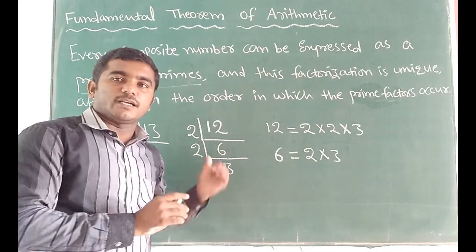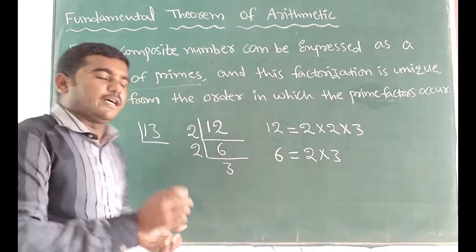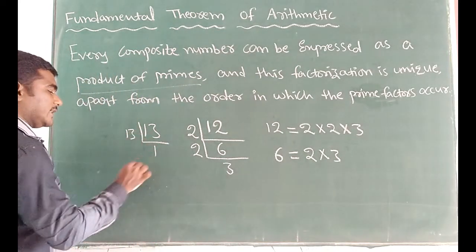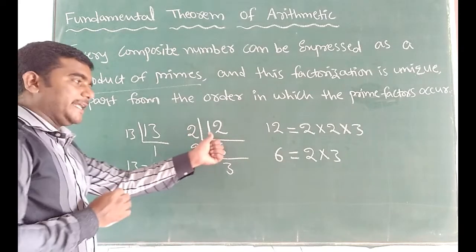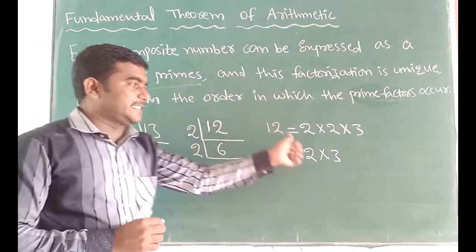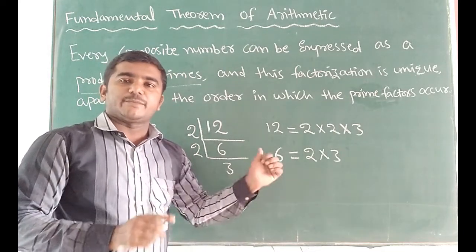A prime number has only two factors, the number itself and 1. So how can you write 13? 1 thirteens are 13. You can write 13 only as 13 into 1. But the remaining composite numbers, every composite number, you can write as a product of primes.